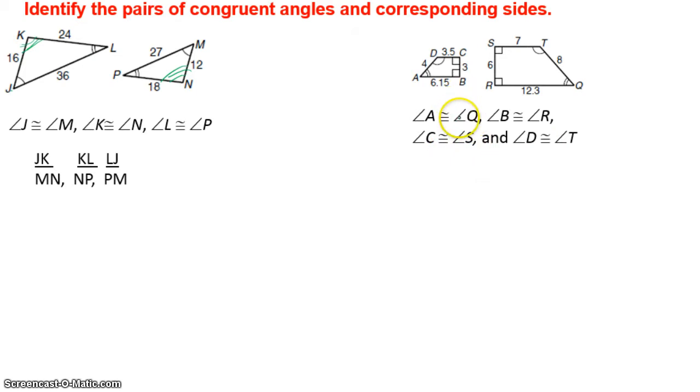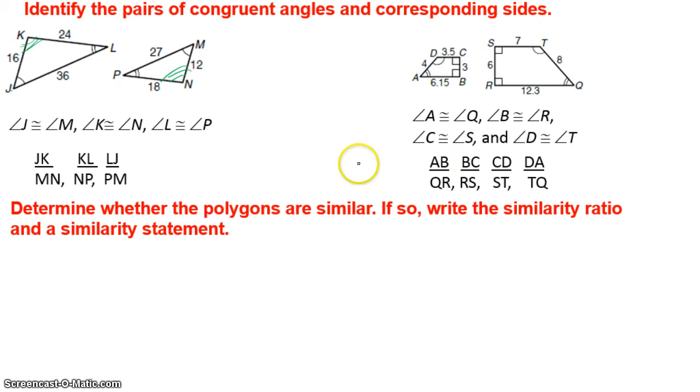Now, how did you do on your corresponding sides? And also, did you write them as your ratios? AB corresponded to QR, BC corresponded to RS, CD corresponded to side ST, and DA corresponded to side TQ. Again, if you had difficulty with this, stop the video and go back and recheck your work.